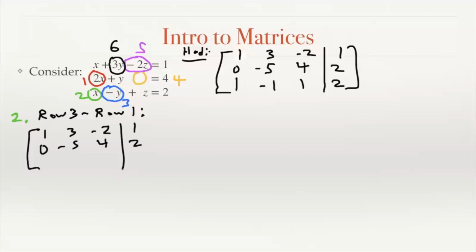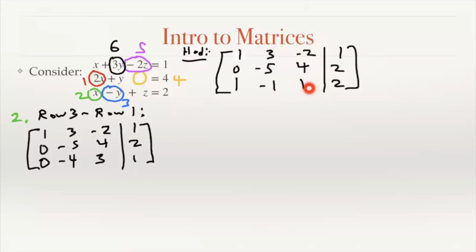1 minus 1 is 0. Minus 1 minus 3 is minus 4. 1 minus negative 2 is 3. 2 minus 1 is 1. And that achieved our goal of getting a 0 there. Now, why is this valid anyway? Why can we just subtract one row from another?